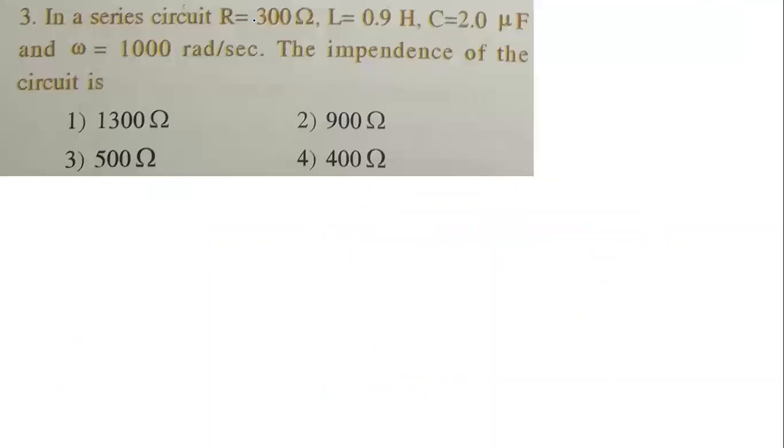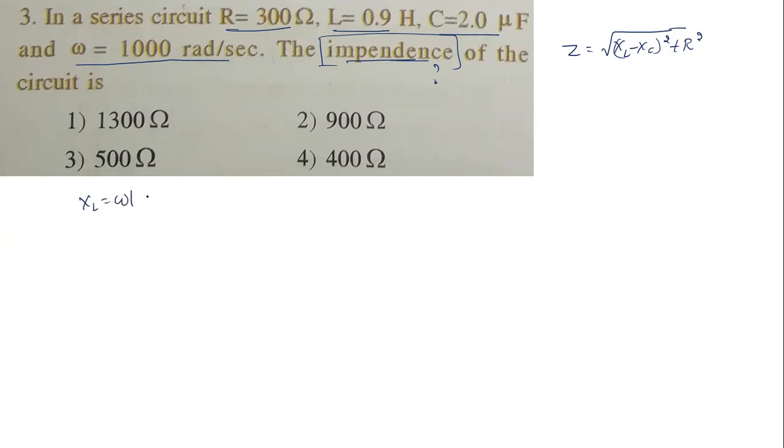Let us say question number 3 now. What is question number 3? In a series circuit, resistance is given, inductance is given, capacitance is given, and angular frequency omega is given. They are asking you to find the impedance of the circuit. What is the formula for impedance? We know Z is equal to the square root of X L minus X C whole square plus R square. We need to find the X L value, X C value, and R value. X L is how much now? X L is given by omega L. Omega is given as 10 power 3.